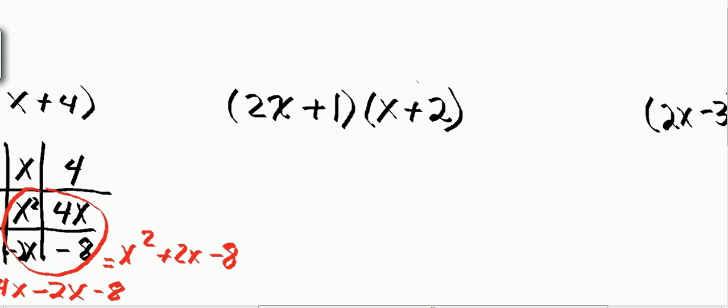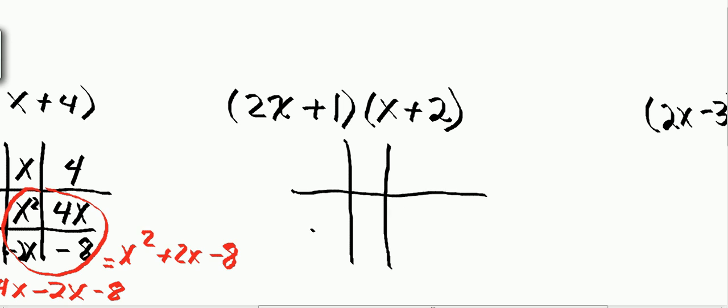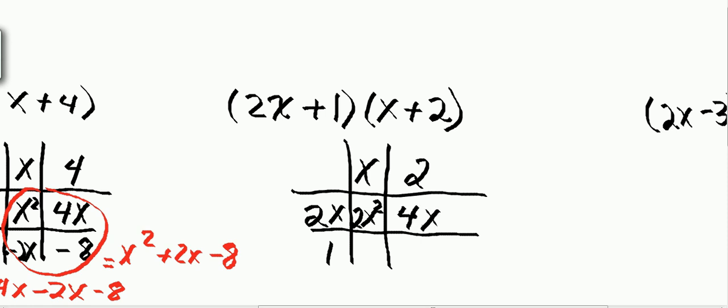Again, the lattice. I create my lattice, and I plug in my terms. This one I'll put vertically, so I'll plug in 2x and 1, and then here I'll plug in x and 2, and then I just multiply. 2x times x is 2x squared, and 2x times 2 is 4x, and x times 1 is x. 1 times 2 is 2.